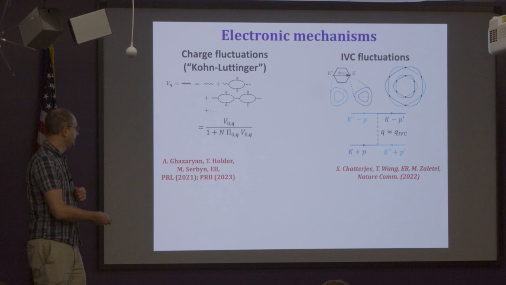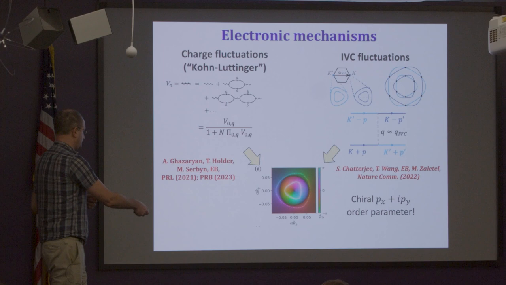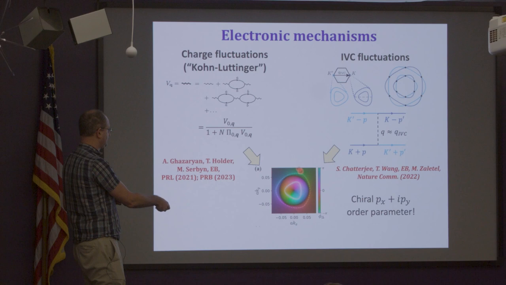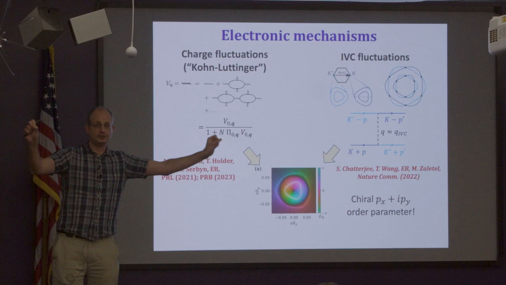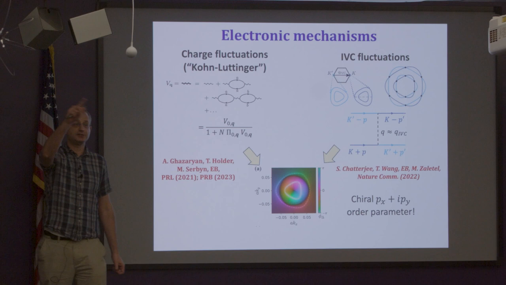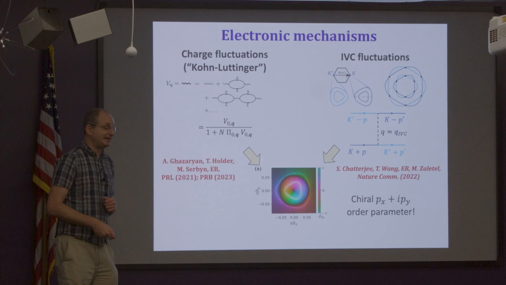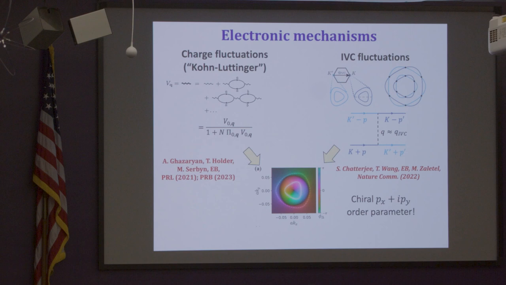Interestingly, even though these two mechanisms look kind of different, they actually lead to the same symmetry of the order parameter, which is a chiral order parameter. This is what the order parameter looks like in a single valley. The pairing is always intervalley, always between K and K prime, but the k dependence of the order parameter within a single valley has this p plus ip form. So the phase of the order parameter winds once when you go along either of the two Fermi surfaces, in the case of the ABC trilayer, which has this annular Fermi surface. I'm going to say a little bit more about these two mechanisms, but that's a brief outline.